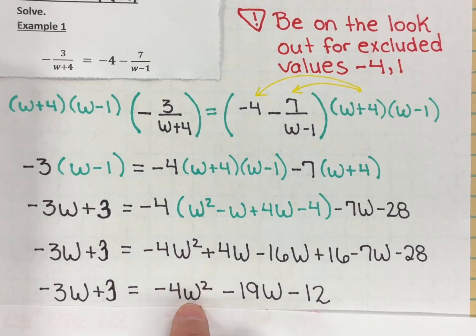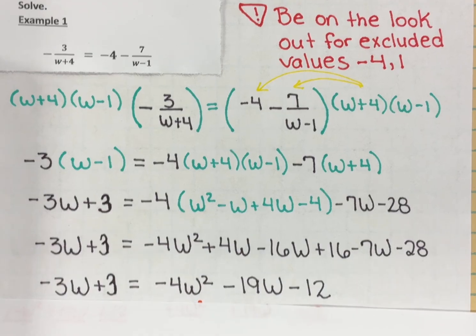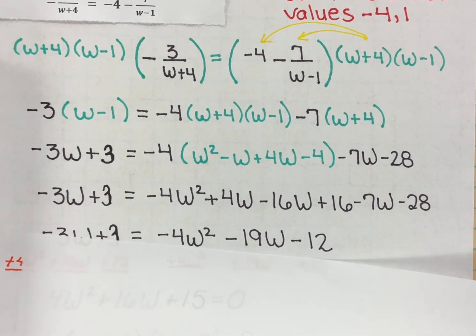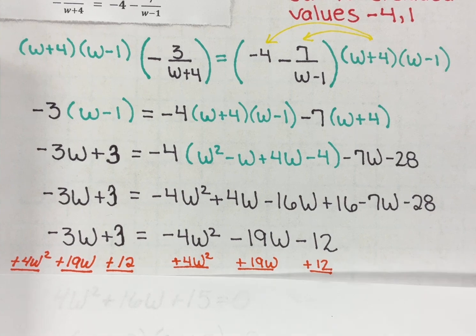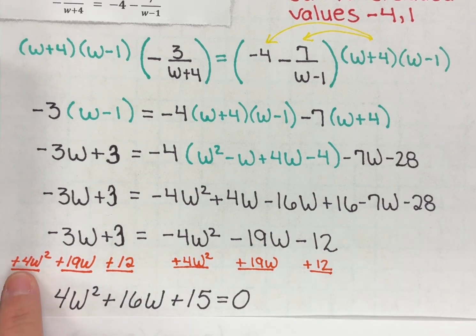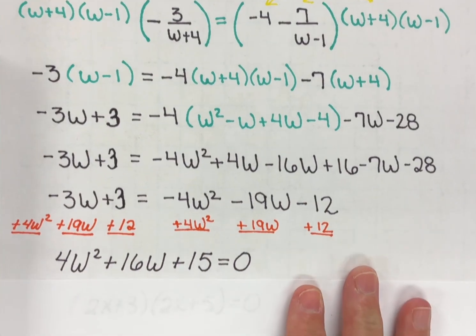Combining some like terms, we can put 4w, -16w, and -7w together to make -19w. Then we can put 16 with -28 to make -12. Bringing everything else down. I really want that front number in front of w squared to be positive, so that means I'm going to move all of the terms to the left. So I'm going to add 4w squared, add 19w, and add 12. That's going to leave me with 4w squared, and then 16w and 15 equal to 0.